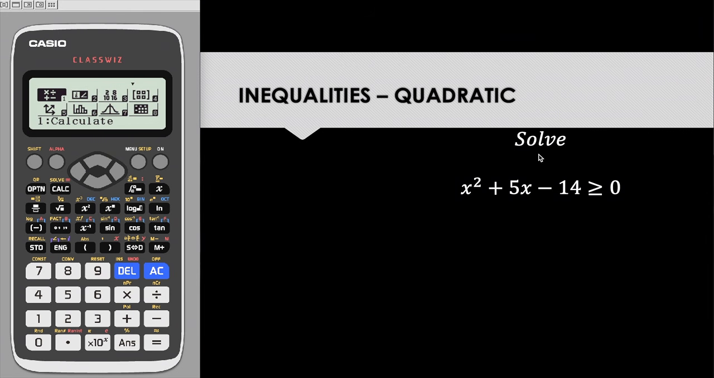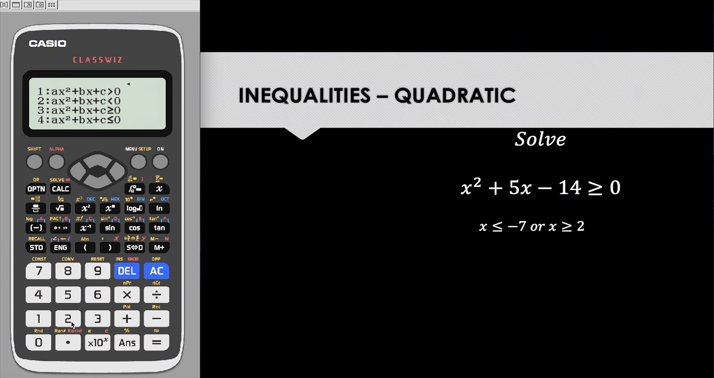Now the next type of question you could come across is a quadratic inequality. So here we've got the question, solve x squared plus 5x minus 14 is greater than or equal to 0. So I've already worked this out and I got values of x is less than or equal to minus 7 or x is greater than or equal to 2. So to solve this, we need to go to our calculator and go to option B where it says inequality. Select equals, and then we need to put the degree of our polynomial in. So this is a quadratic equation, so it's of degree 2.